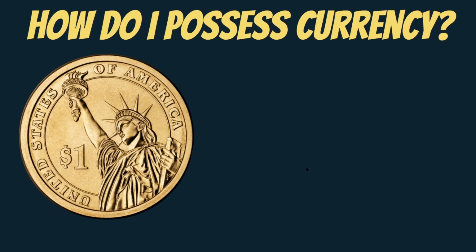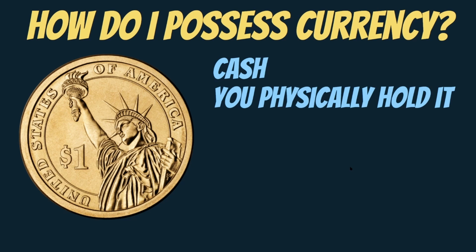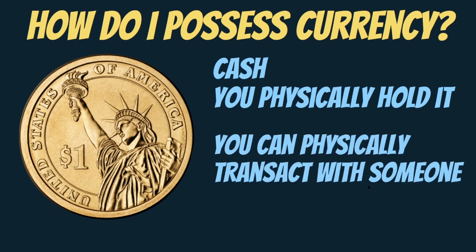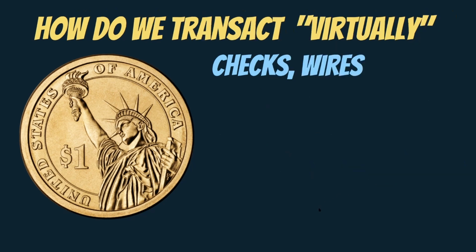Here's a picture of a dollar coin. Cash, you physically hold it, or you have the dollar bills, or you have a stack of money, right? And when you have that cash, you can take it and physically transact with someone. Okay, you give me the stuff and I give you the money, and they give you some change if change is required, right? Usually that is how you possess currency.